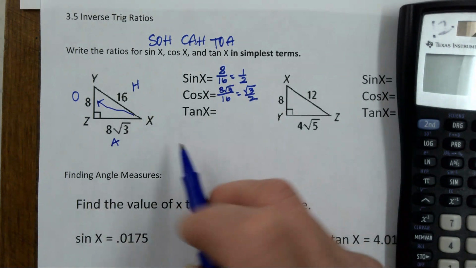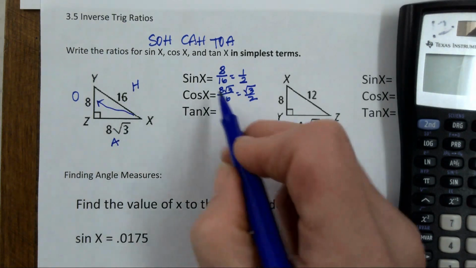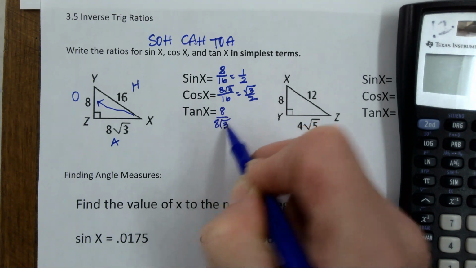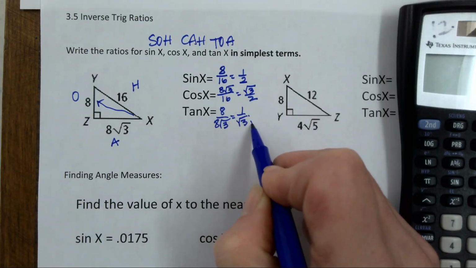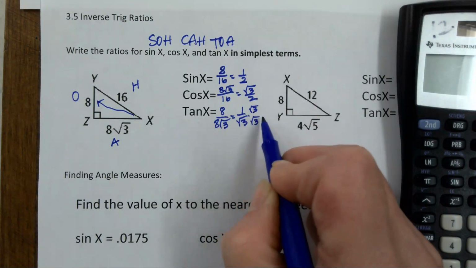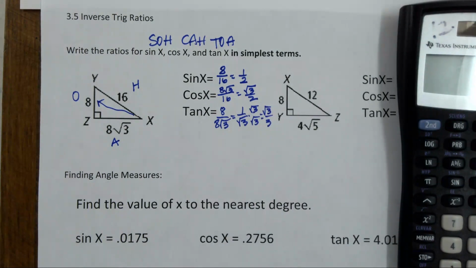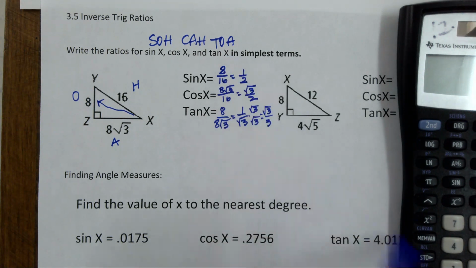Then I go to the tangent, and the tangent is opposite over adjacent. So I would put 8 over 8 times the square root of 3, reduce that one down, multiply by the square root of 3, multiply by the square root of 3, square root of 3 over 3. That is the ratio, again, for the 30-degree angle in a 30-60 triangle. And those ratios will show up all the time. And again, that's what allows us to get back to the angle.